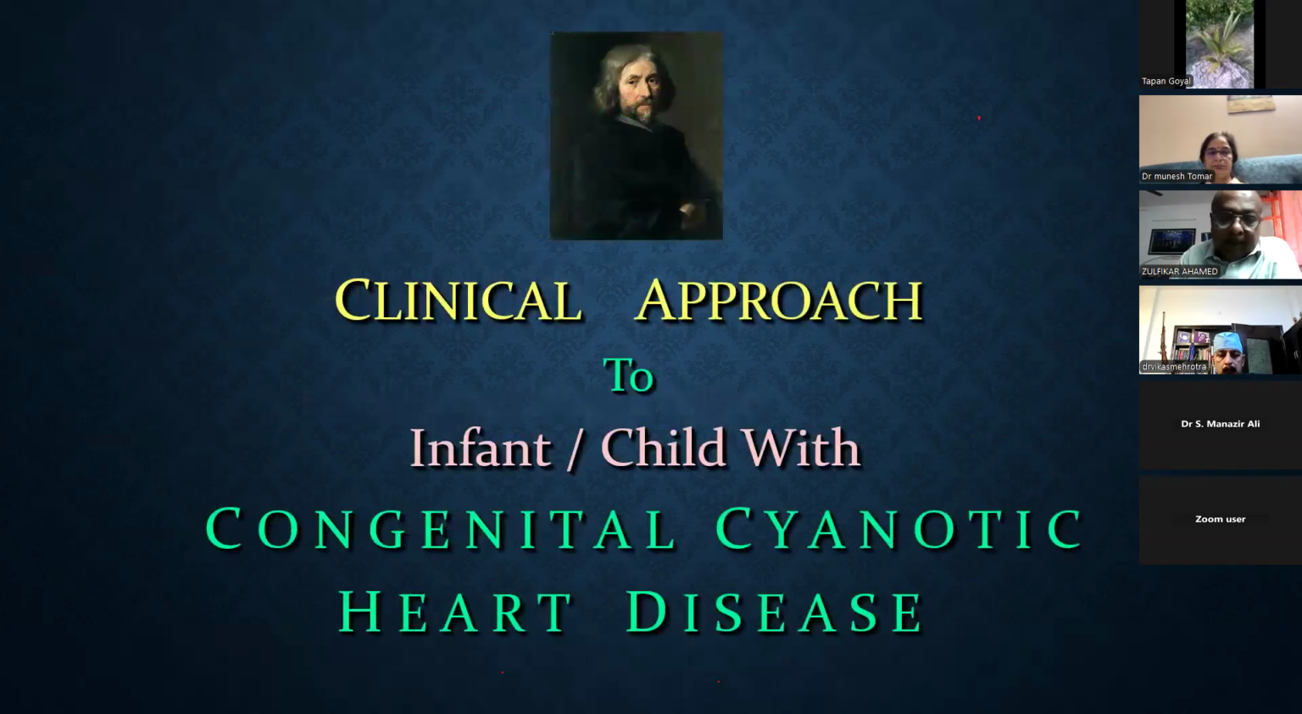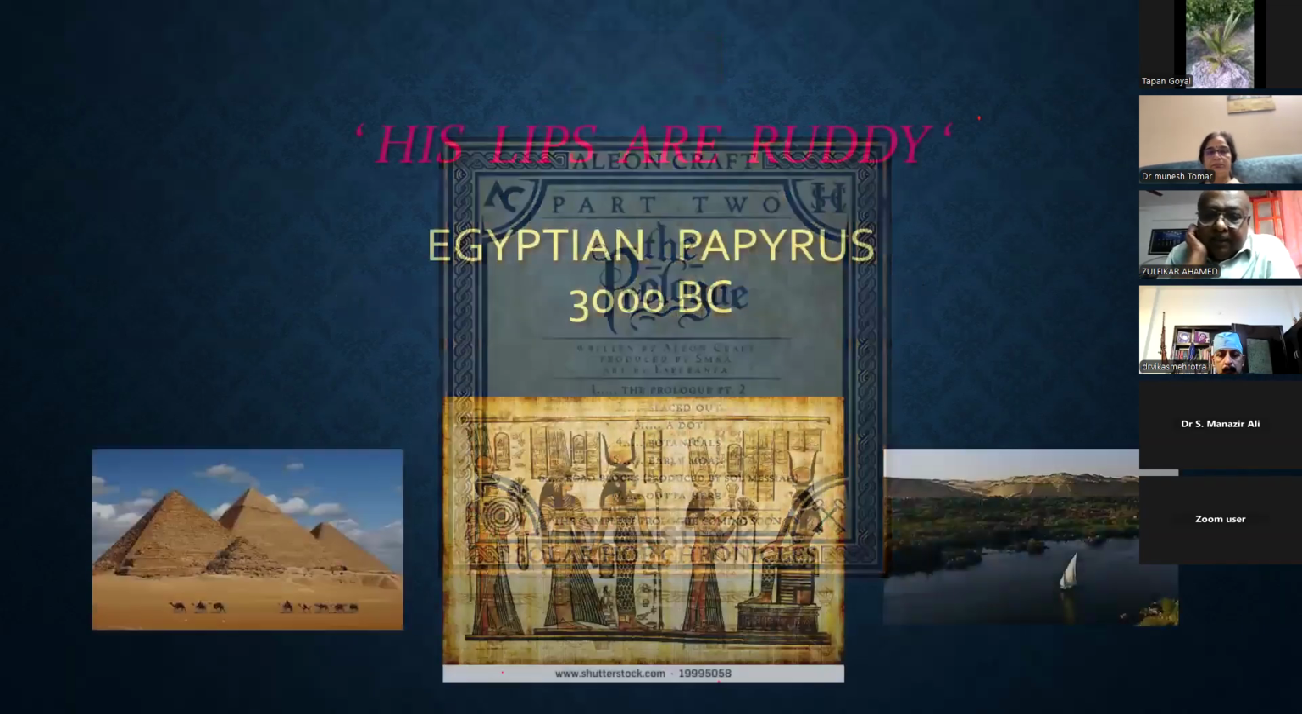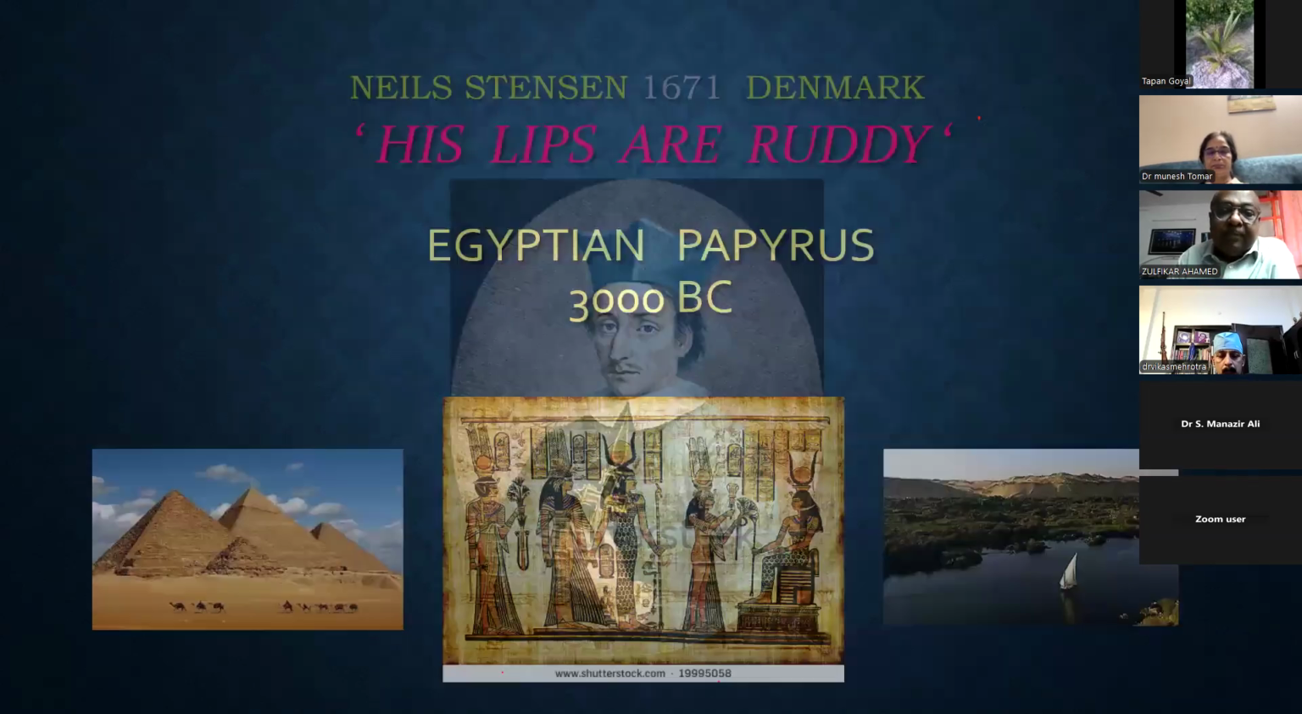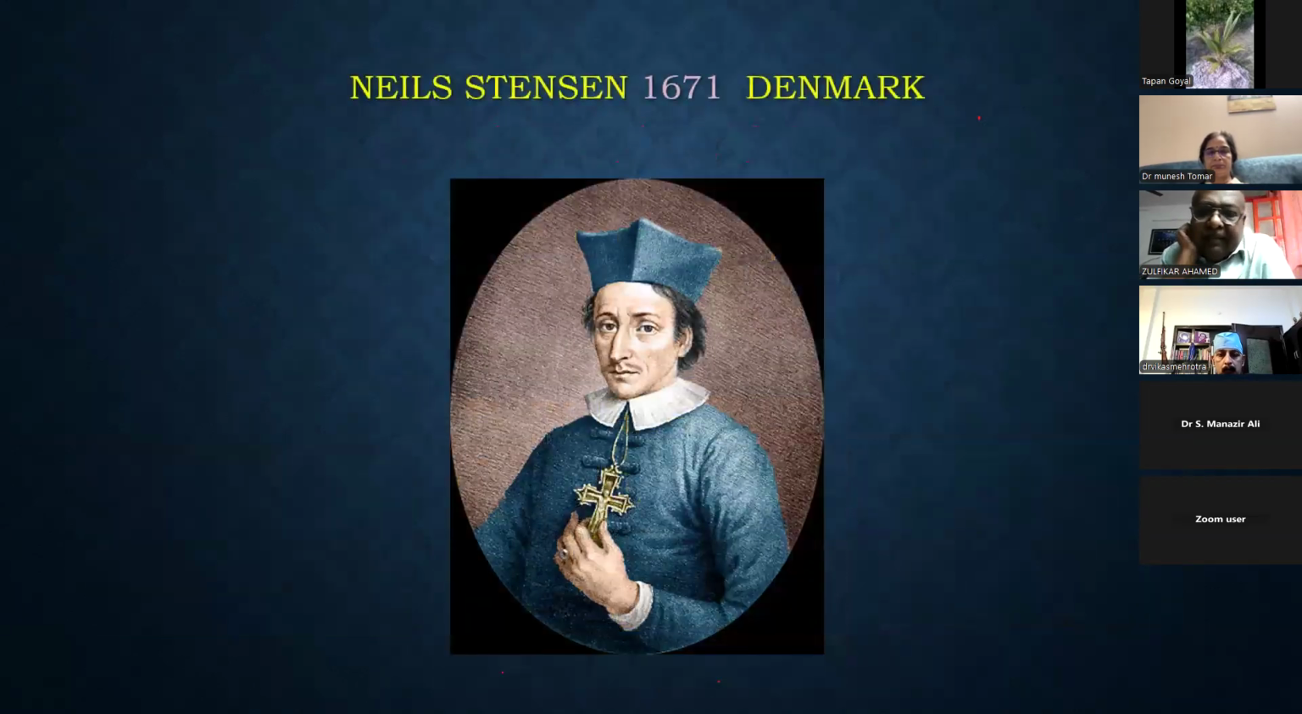Now we come to the clinical approach to an infant and a child with a congenital cyanotic heart disease. See, as Shakespeare said, past is prologue. So naturally, we must know a little bit of history on cyanotic congenital heart disease. Probably the earliest description of a child who died very young due to blue color was from an Egyptian papyrus 3,000 years before Christ, that is around 5,000 years. And it's very interesting that the first description of the most common cyanotic heart disease, what we call tetralogy of Fallot, basically came from Stenson, not from Fallot.